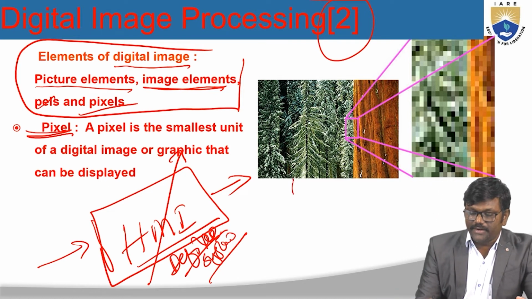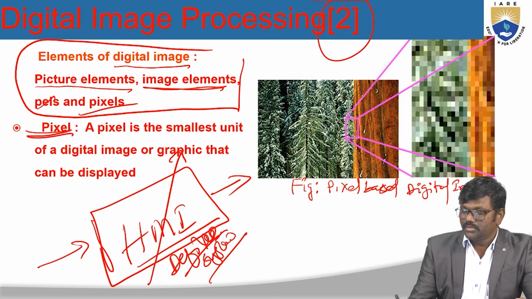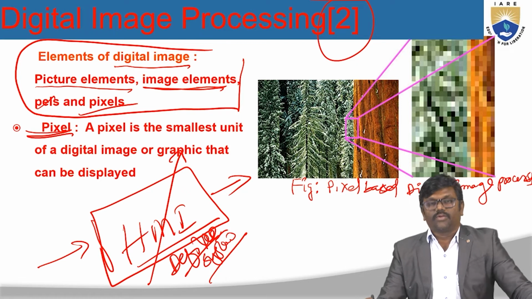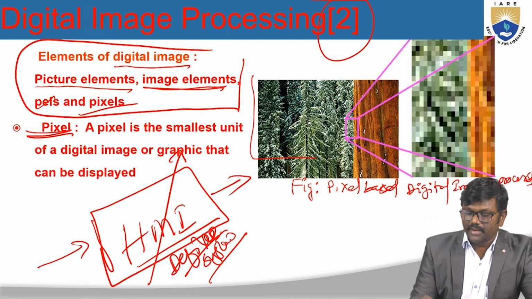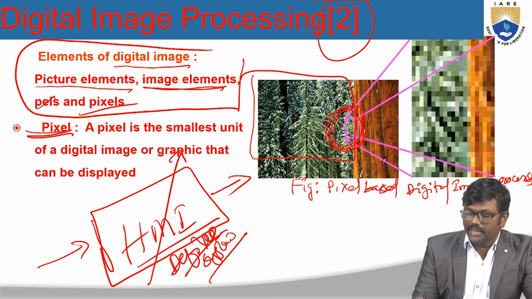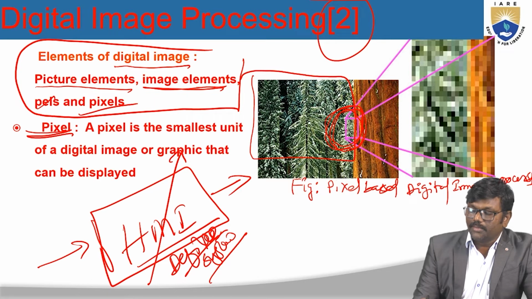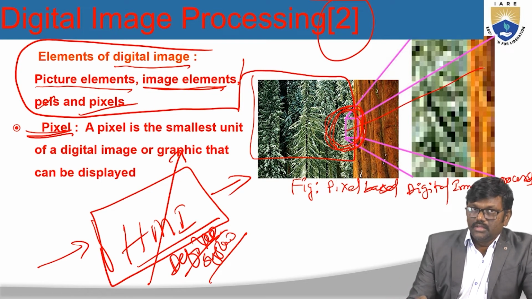The best example is here. I am writing the figure name: pixel based digital image process. So what I am taking here is one graphical image. Part of this graphical image I want to read alone. What am I reading here? I am reading the part of the image, the number of pixels, in this part of the image graphic.